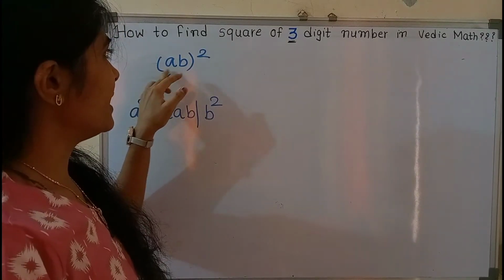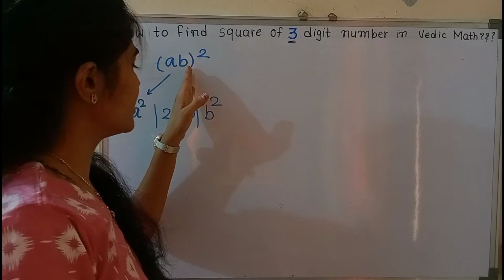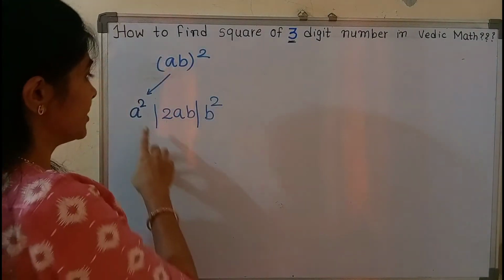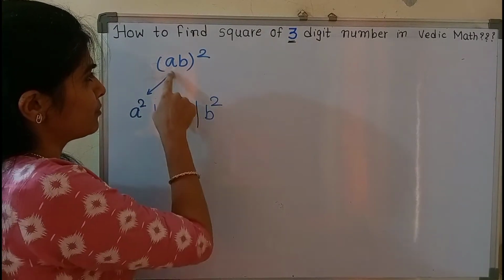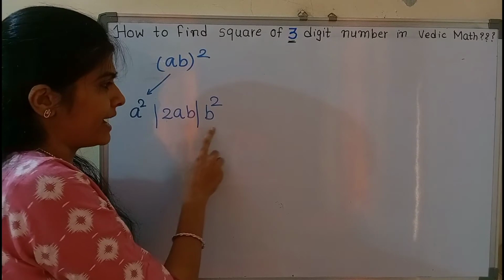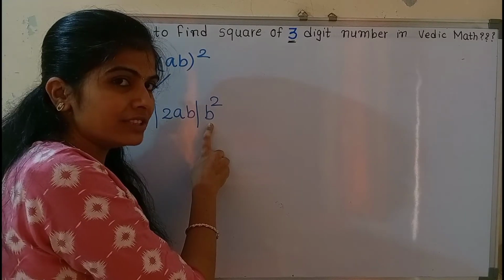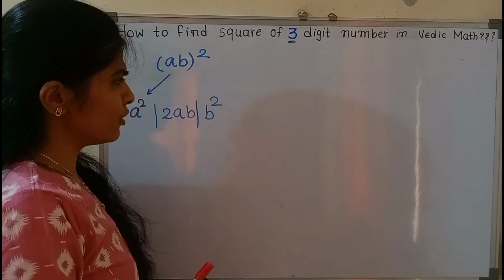Suppose the number is AB. A is the digit at the tens place, B is the digit at the ones place. If we want to find the square, we need to write down the square of the first digit, then 2 times the product of both the digits, and at the end the square of the digit which is at the ones place, right? So we need to follow this formula.